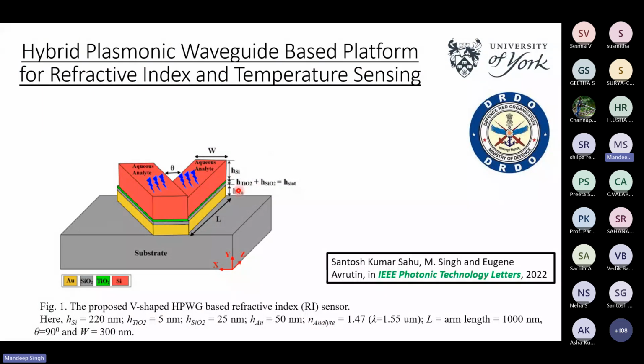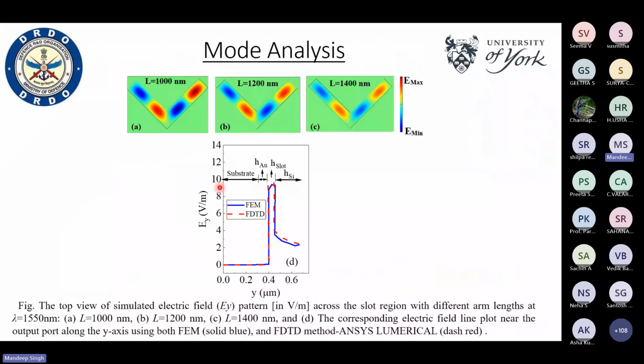We used two types of simulation, that is the finite element method and FDTD. For the finite element method we have used COMSOL, and for FDTD we have used Lumerical. So we have confirmed the mode confinement is in the slot region, and in the high index silicon, it decays out. All such theoretical confirmation we have verified using two types of study, FEM and FDTD, so it is supported very nicely.